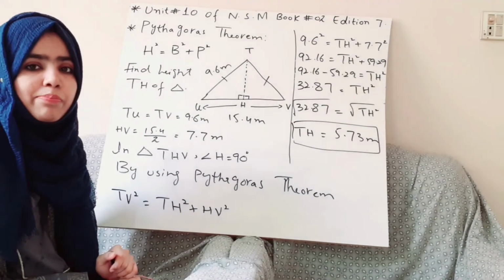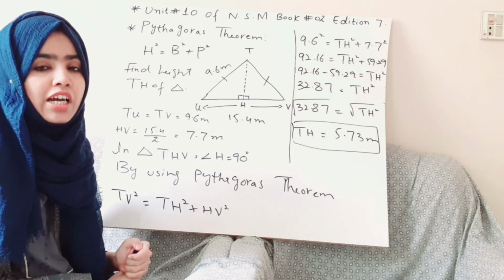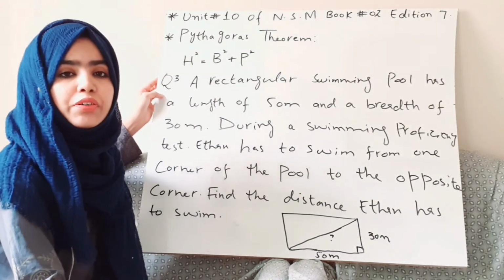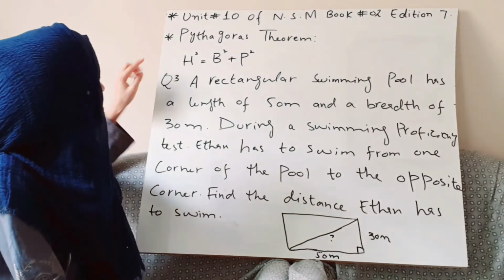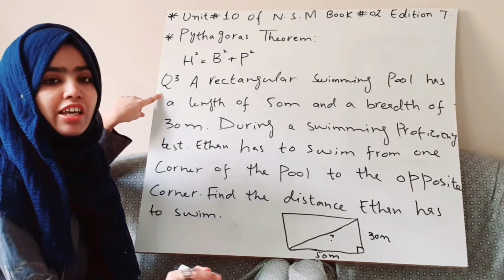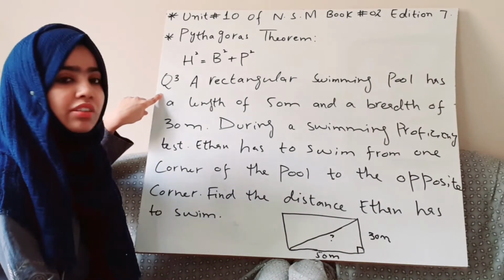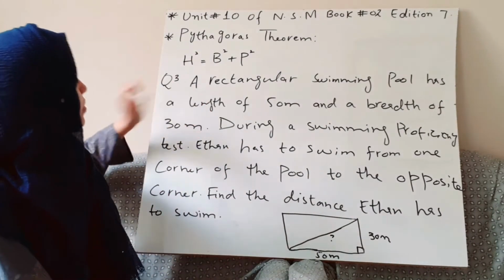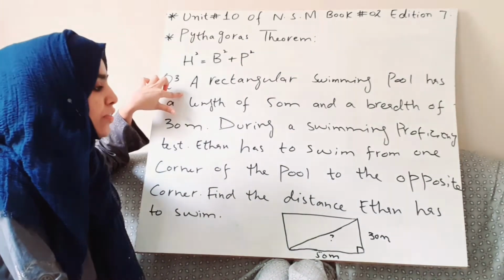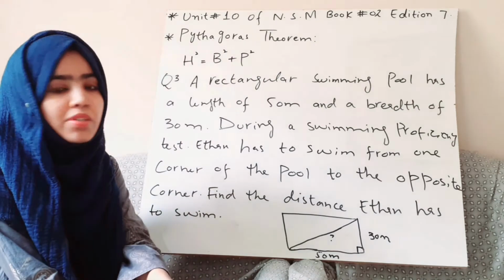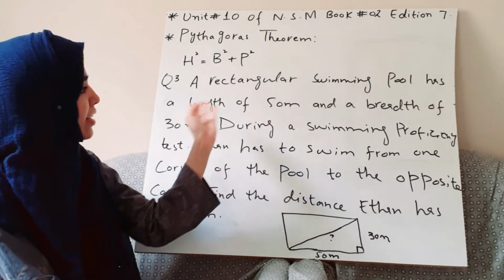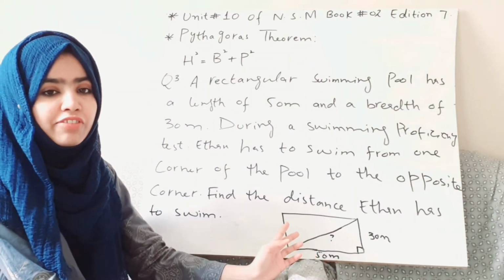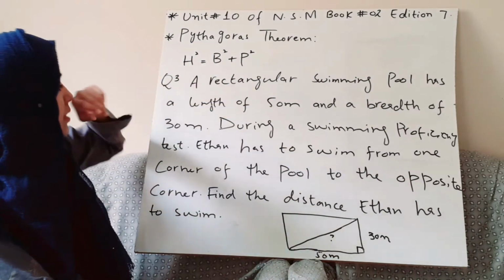Now let's take another example regarding a real life word problem. Last time we did questions number 1 and 2 of exercise 10b, so now this is question number 3 of exercise 10b. Now we have to deal with real life word problems. As I have told you, you have to read the statement, draw the figure by reading the statement, and after drawing the figure we will identify what we have to do. So let's read it.